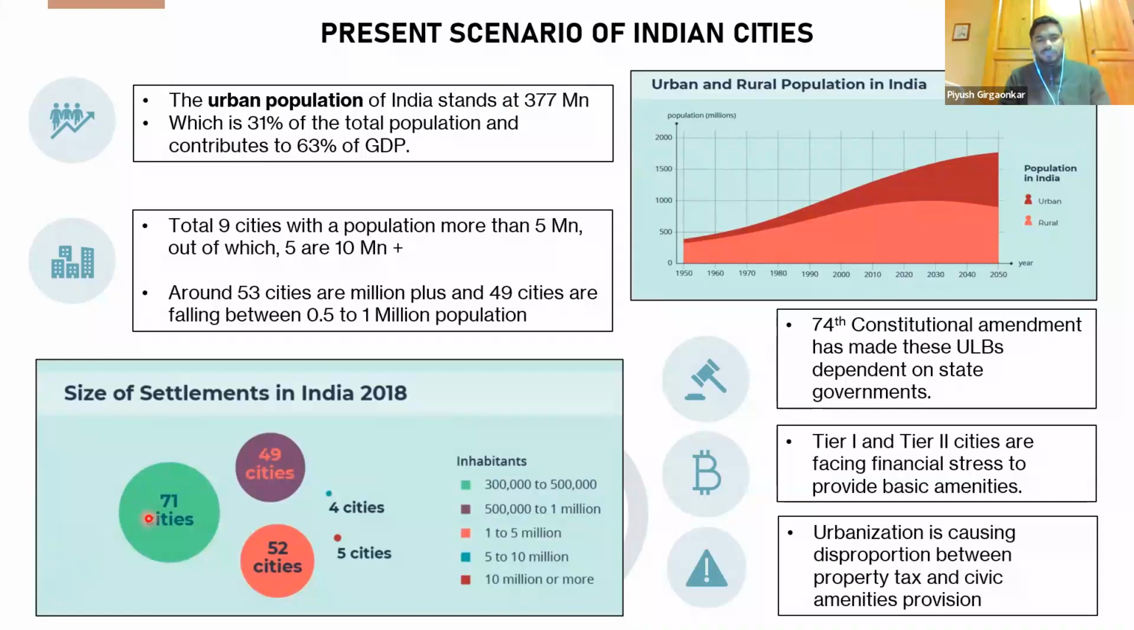The figure here shows, in a conceptual bubble diagram, the number of cities, their sizes, and the inhabitants that they have. This is according to 2018, of course, before COVID-19. It really is to give you the scenario of how things have been shaping up.